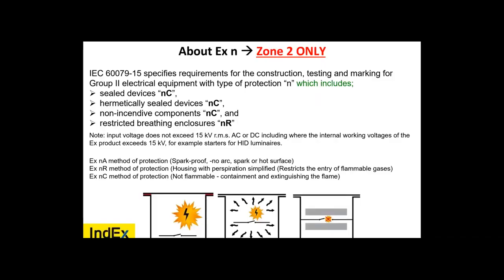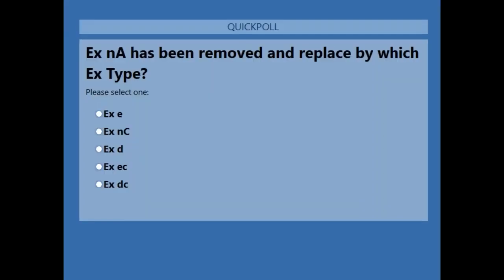Another question. This one's a preemptive one. It'll be answered in the next slide. Ex nA has been removed and replaced by which Ex protection technique? There's only one answer. Ex nA. No arcs, no sparks, no hot points. Spark proof. No arcs, no sparks, no hot surfaces, high quality terminations.